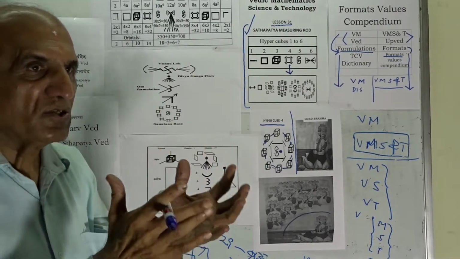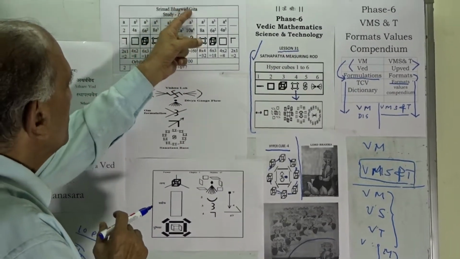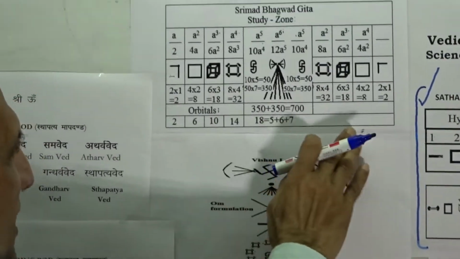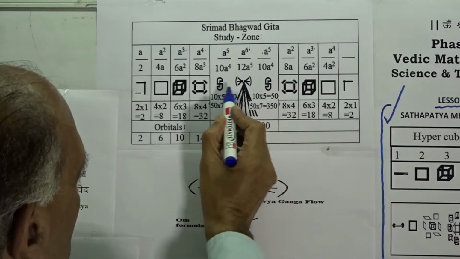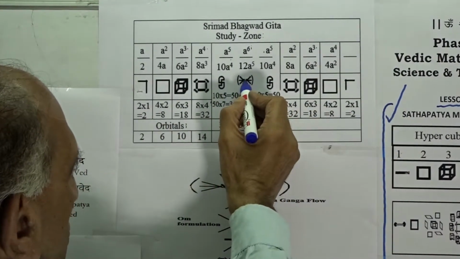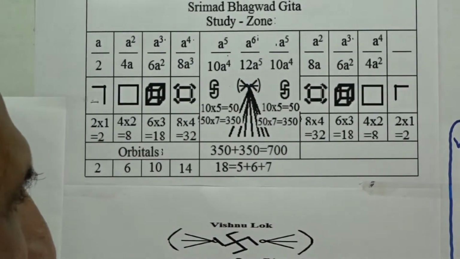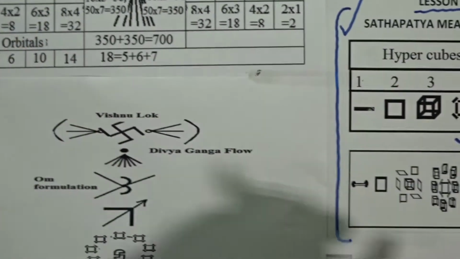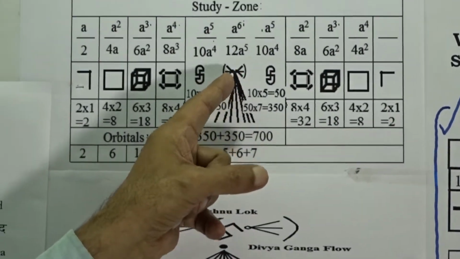This end reach value scriptures organization leads us to the study zone. The study zone of the text of Srimad Bhagavad Gita will help us to reach at this with the help of Sthapatya Measuring Rod. Its both orientations reach at the origin of a sixth space. It is this origin of the Sthapatya Measuring Rod's lost body, hypercube 6 itself. Now the origin of hypercube 6 is a seat of seventh space.